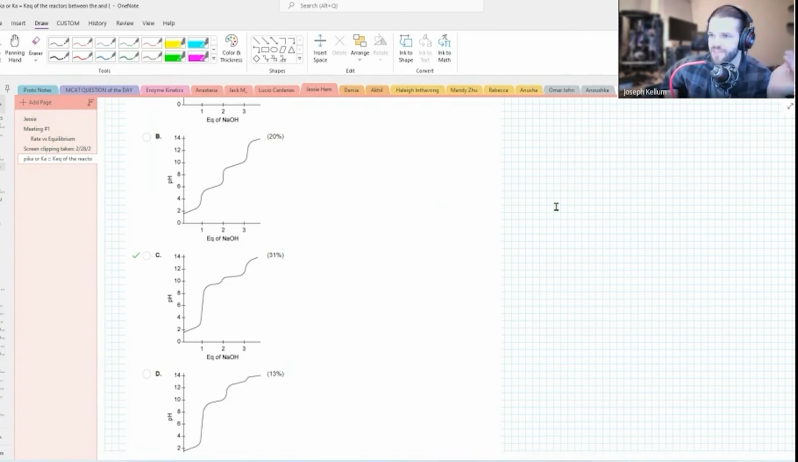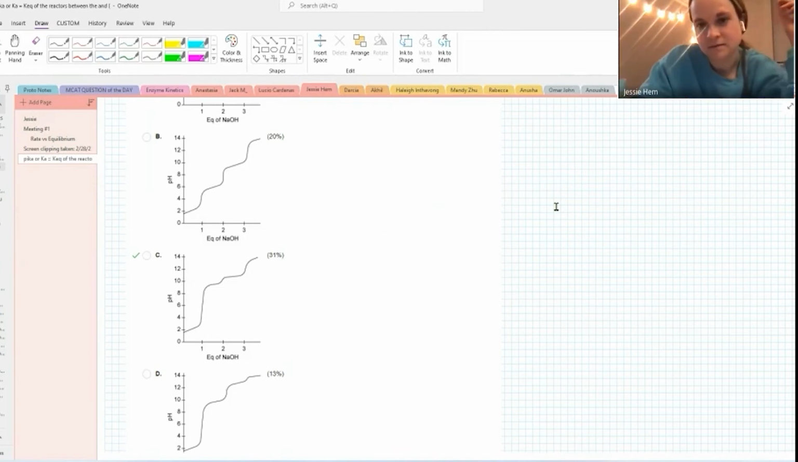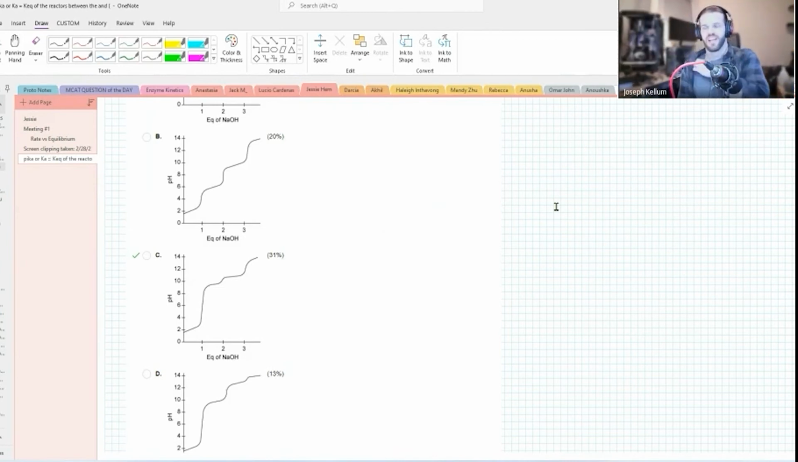tyrosine is one. Well, they have it listed there. So arginine. If it's one of those, then the pKa of the R group is going to be closer to that of the N terminus. And if it's an acidic amino acid like glutamate, then the pKa is going to be near the C terminus one.